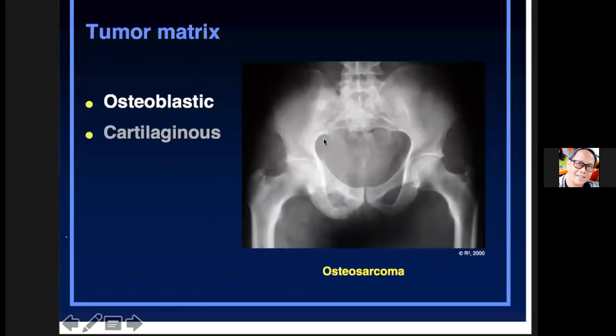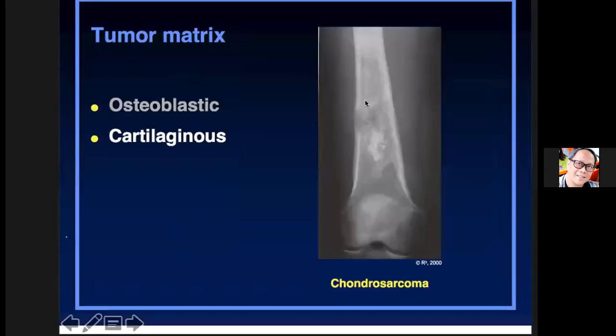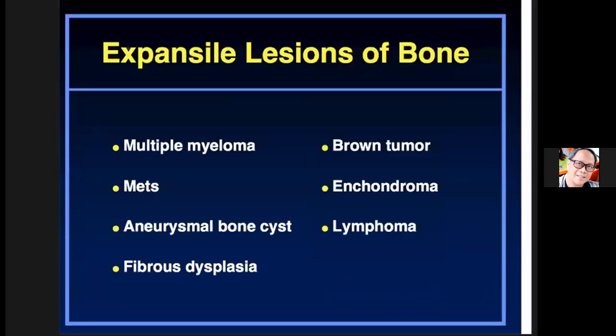Versus cartilaginous, this is cartilaginous. You look at the tumor matrix, the center of the tumor, you have punctate, very small dots, and sometimes some of these are comma shaped. So this is our cartilaginous tumor matrix. But you may also see that with chondrosarcoma. Chondro is cartilaginous, and it's a sarcomatous type of cartilaginous tumor.